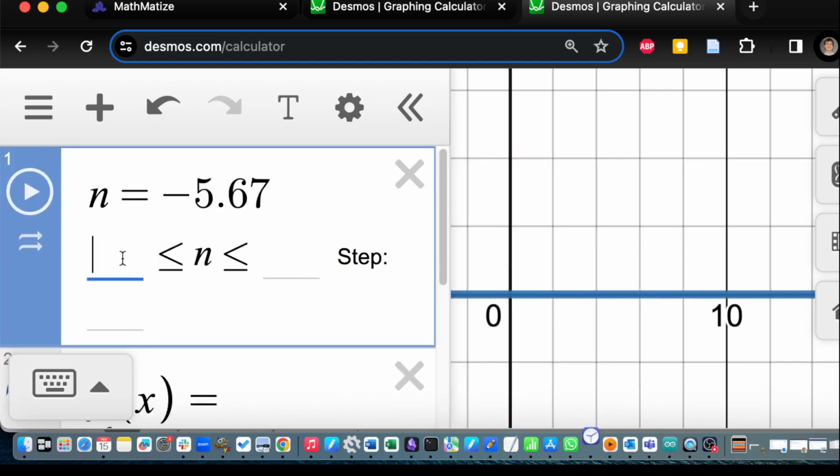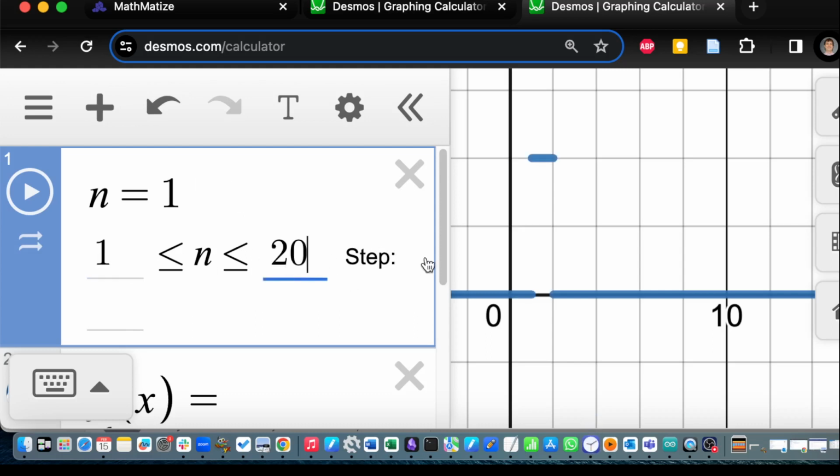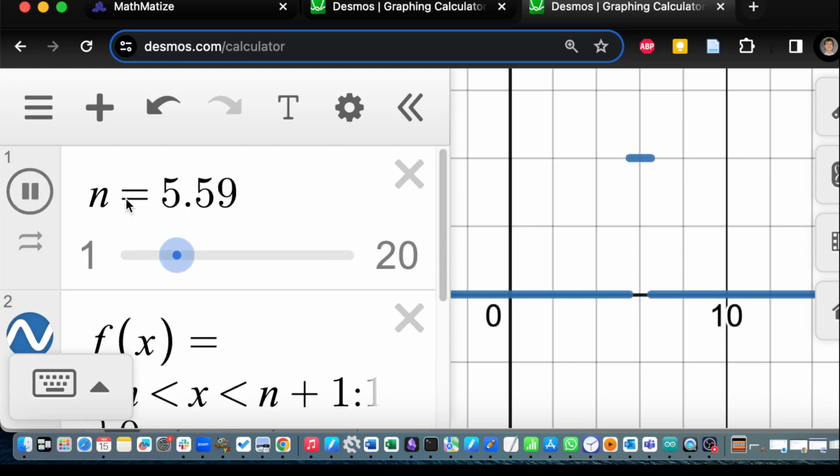What is it doing? I guess n should start at 0 or something, or 1. Let's start at 1. Let's go up to 20. 1 to 20. And then go like that. So when we do sequences, of course, in real life it's discrete, right? It can't be like a decimal, but nice animation.